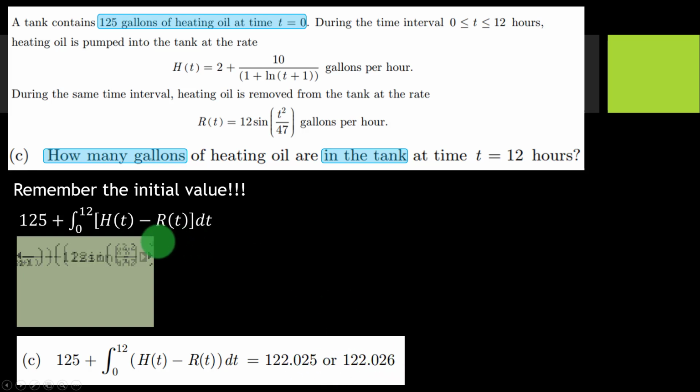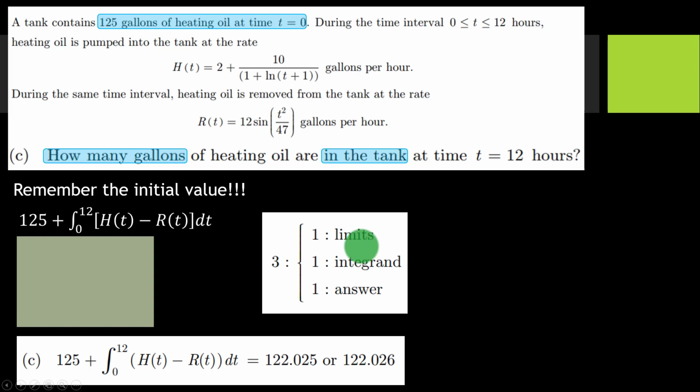And again, when you're writing your work on the paper, you don't need to write out the whole functions. You can just write h of t minus r of t. But don't forget that initial value is important. On the calculator, do we get the same answer? We do. And again, radian mode is important here. We get 3 points for this. 1 for the limits, 1 for the integrand, which is the inside, and 1 for the answer.